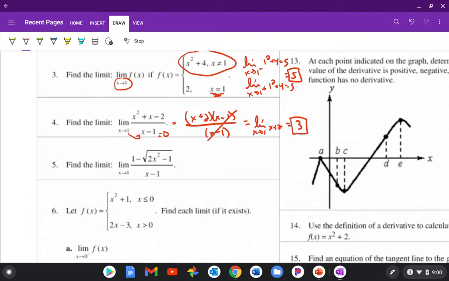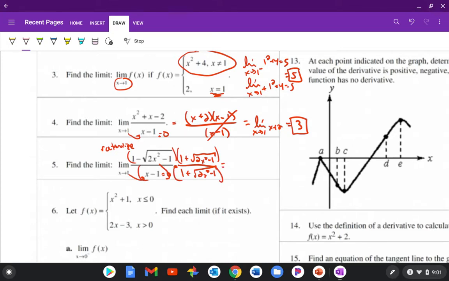For number 5, we would again try to just plug it in. However, when you plug it in at the bottom, you get 0, which means we need to do something else. Anytime you see a square root, you're probably going to want to think rationalize. So in this case, to rationalize means to multiply by 1 plus square root of 2x squared minus 1 over 1 plus square root of 2x squared minus 1. We do that, just like multiplying by 1. That's why we're allowed to do it.